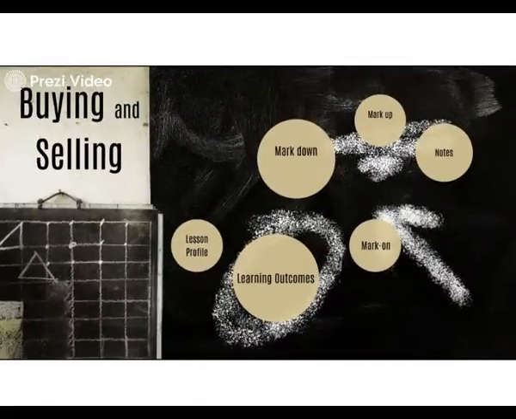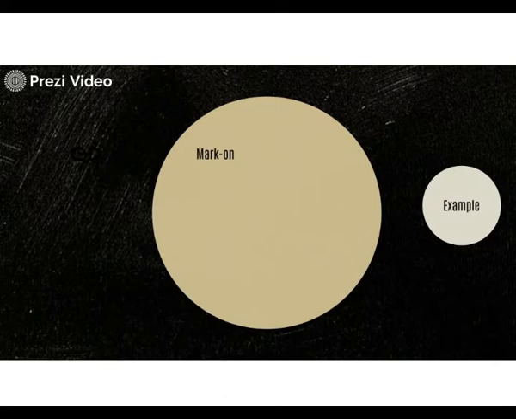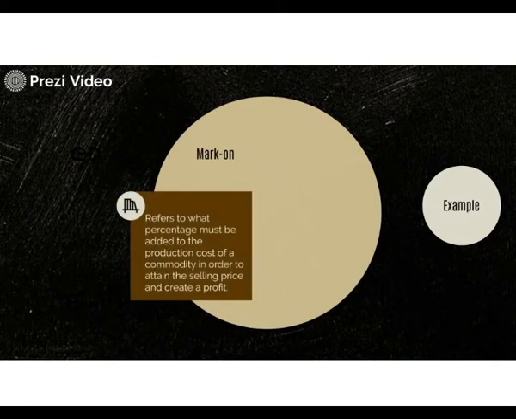So now let's move to the first topic, which is mark on. When we say mark on, it refers to what percentage must be added to the production cost of a commodity in order to attain the selling price and create a profit.